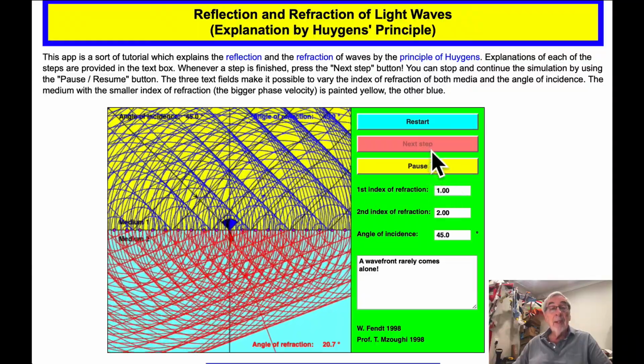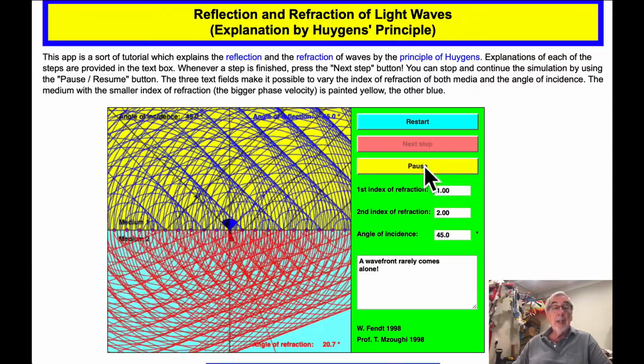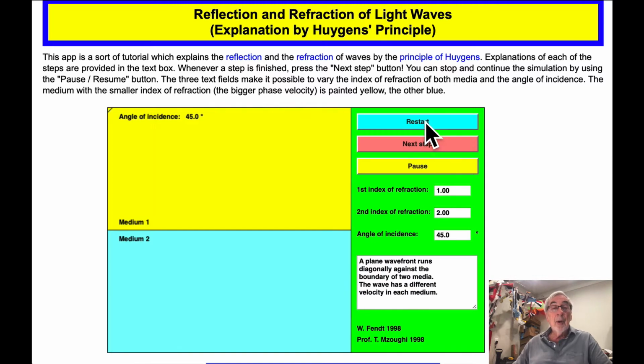And I think this is the end. So that's the end of the story. So let me restart all this again here and tell you what you can do with this if you really want to push your understanding. Let me pause this. What I encourage you to do is to play with different indices of refraction. Let's change this to 1.33.